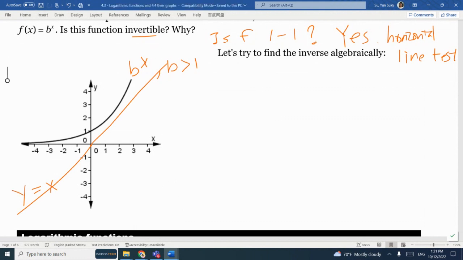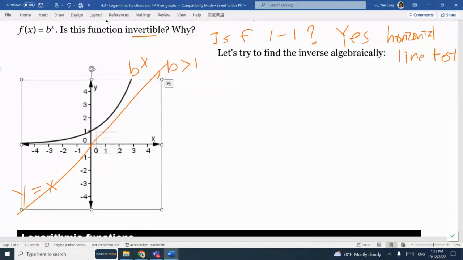Y equals x is the line. So mirror image. What does mirror image mean? Well, you pick some points on this graph. Okay, let's say this point. Mirror image means you draw a line that's perpendicular to this line, right? This is like a mirror. You draw a line perpendicular to it, and then on this line you travel the same distance. Therefore, the mirror image of the point 0, 1 is going to be 1, 0.